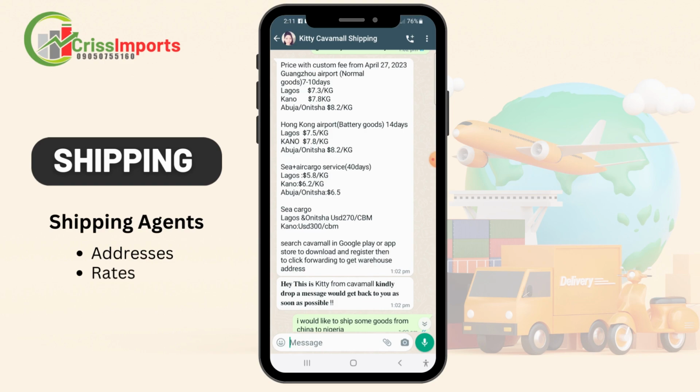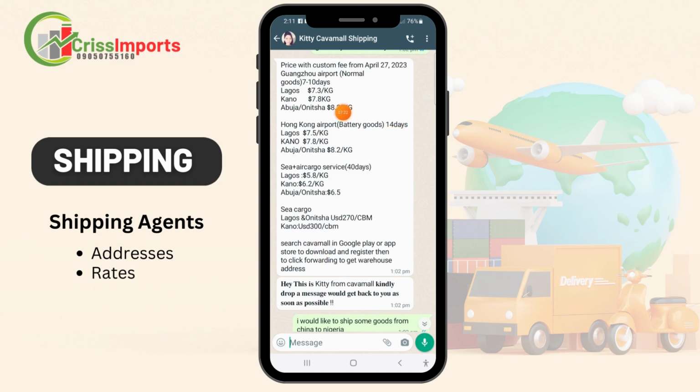So these are the informations you need to know. This is for that sea cargo. If you want to ship through sea, this is the rate. If you want to ship through air, this is the rate. If you want to use that sea plus air method, every detail is here. They will send you their complete current details.